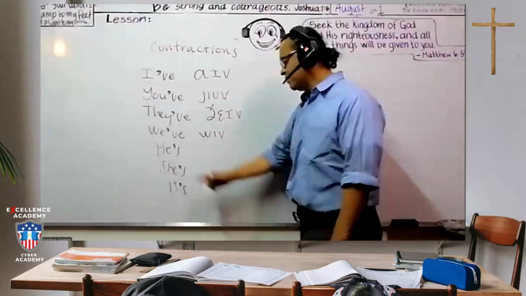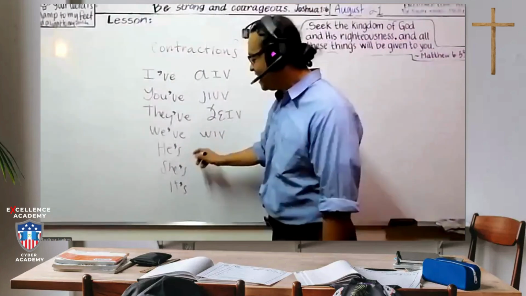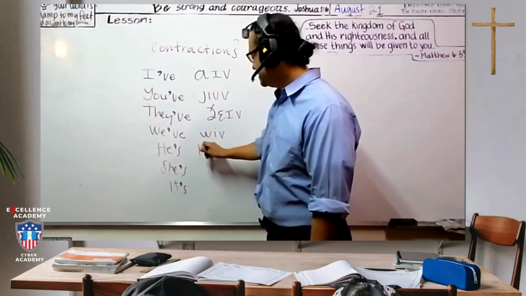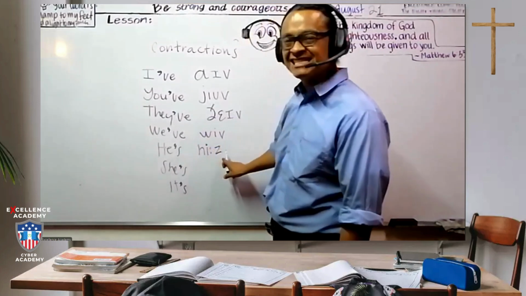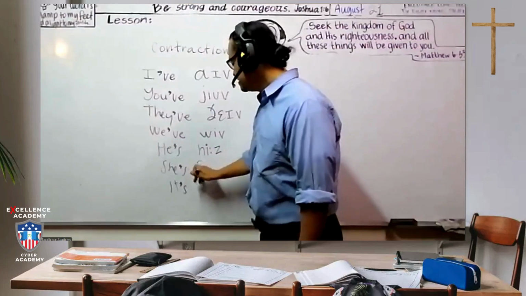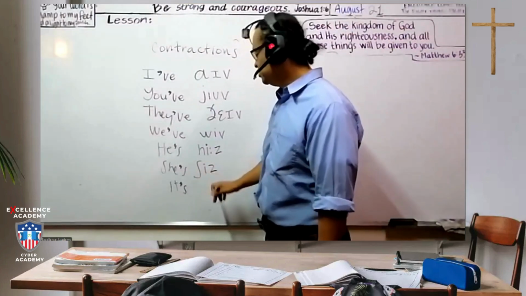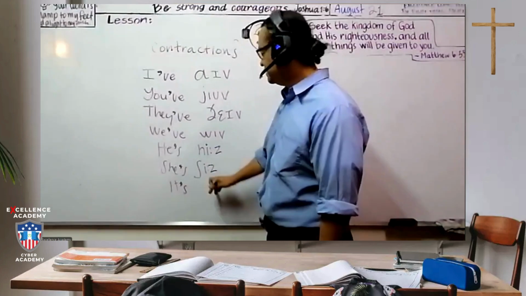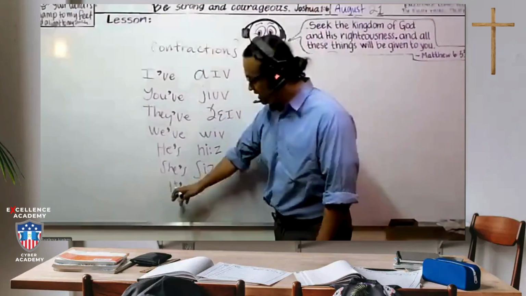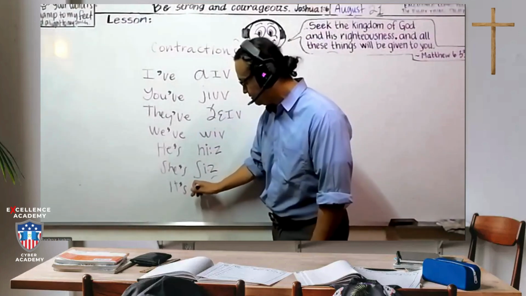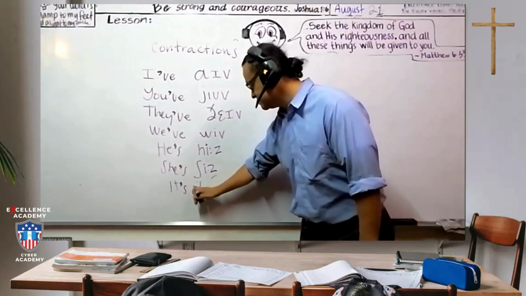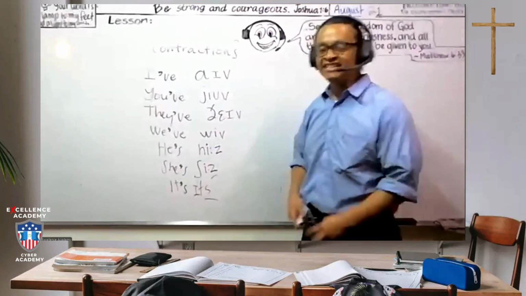All right, good. Now over here, check this one out. For the he has, you're gonna pronounce it with a Z sound. So you're gonna say he's. Everybody say he's. And here you're gonna pronounce it she's with a Z sound. She's. Good. And with the it has, it's just gonna be an S sound. So it's just gonna be it's. Can you say it's?